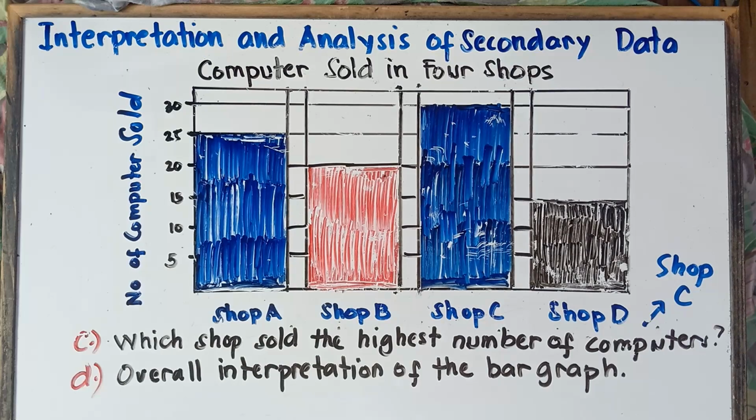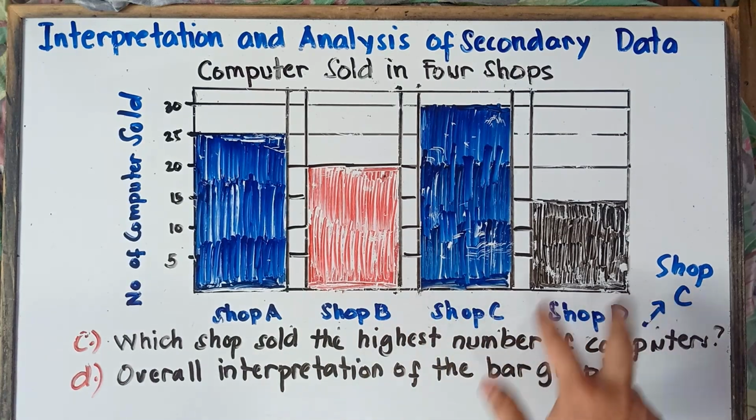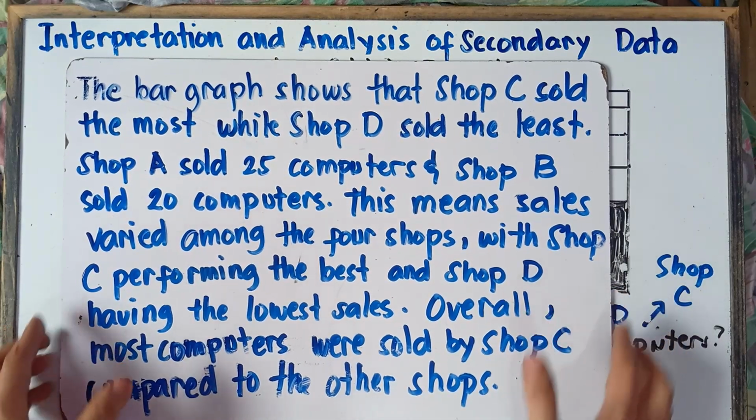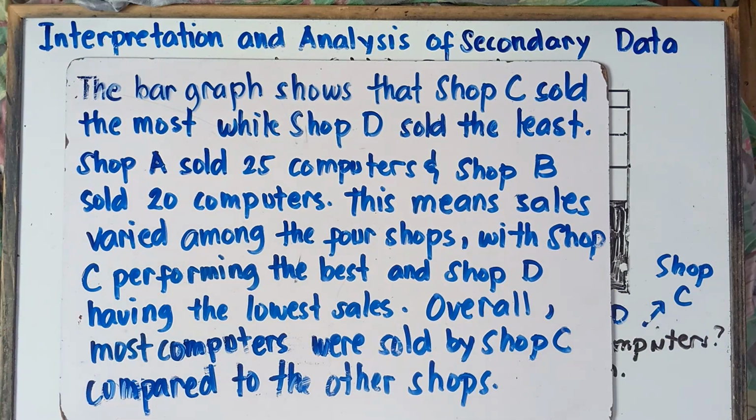And then question letter D: overall interpretation of the bar graph. Once again, shop A sold 25 computers. Shop B, 20. Shop C, 30. And shop D, 15. So this will be our final interpretation. The bar graph shows that shop C sold the most, while shop D sold the least. Shop A sold 25 computers, and shop B sold 20 computers.